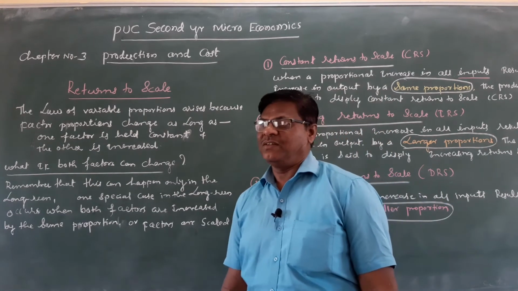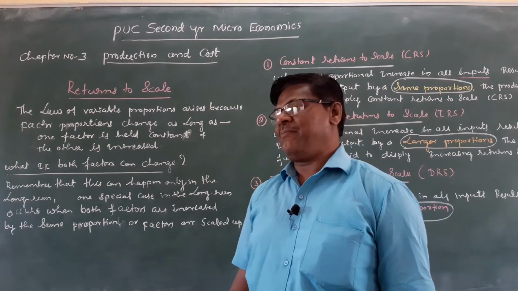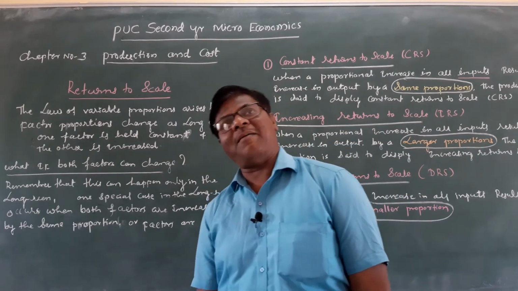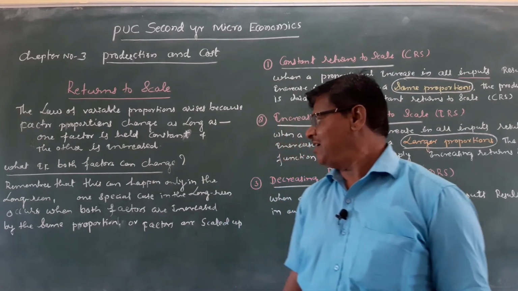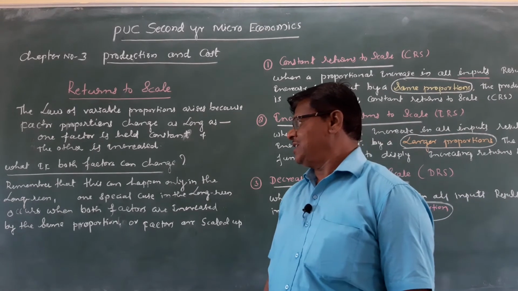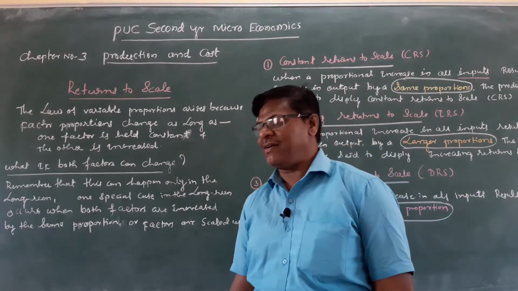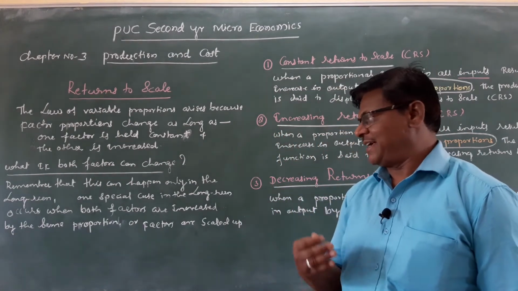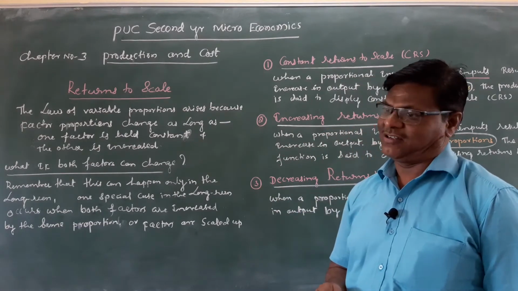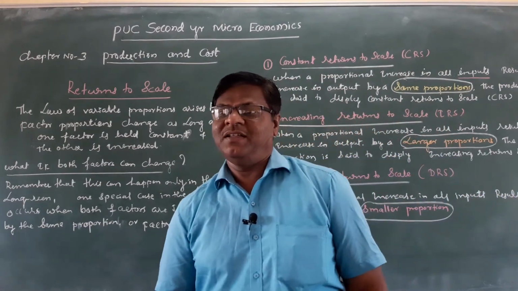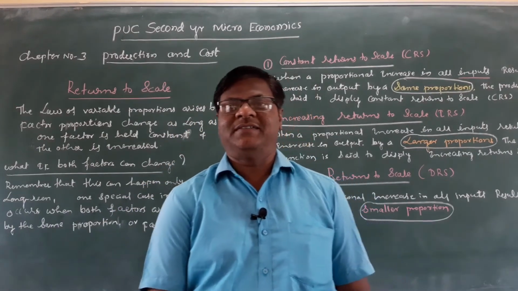What if both factors can change? Remember that this can happen only in the long run. The special case in the long run is that it occurs when both factors are increased by the same proportions, or factors are scaled up. There are three types of returns to scale.